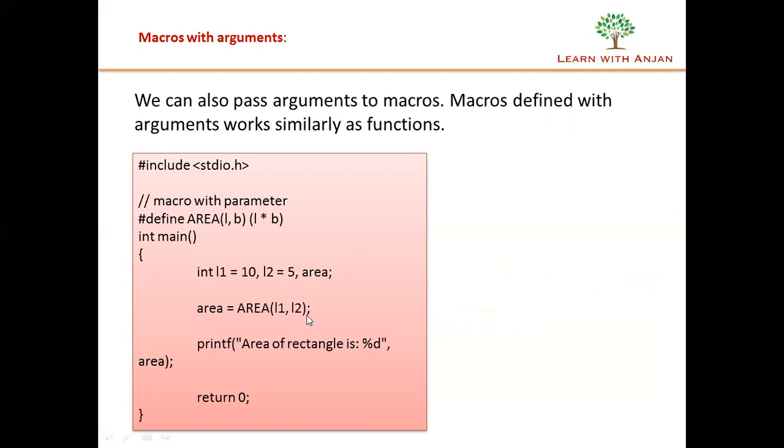Now, passing arguments to macros. Macros with arguments are similar to functions, but they are not functions. For example, here AREA(L, B) is defined as L * B. Wherever this form is found inside your program, it will be replaced by the defined form. Now here we can see AREA(L1, L2), where L1 is 10 and L2 is 5.